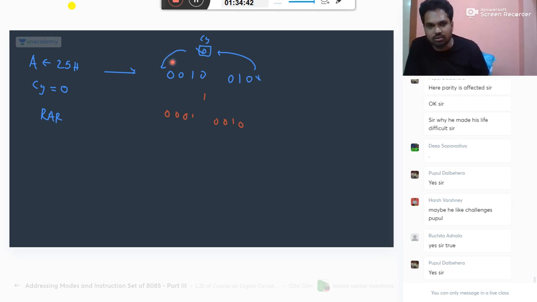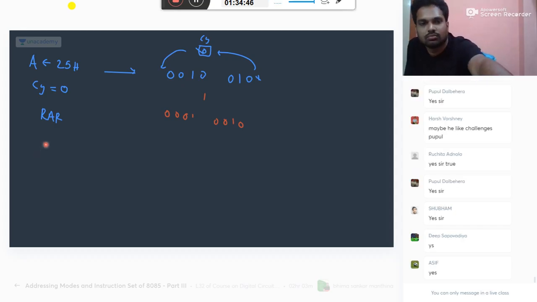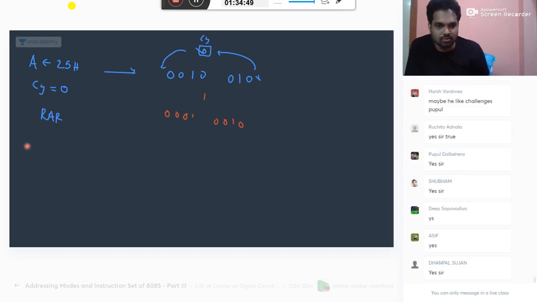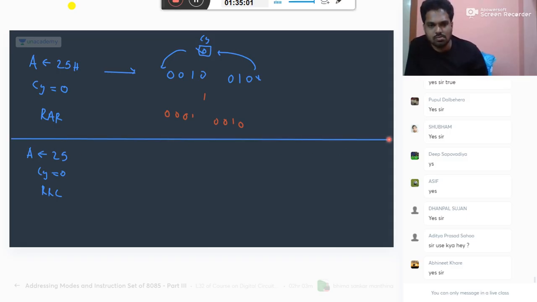In RRC, what happens? Rotate accumulator right through carry. That is, this bit comes here and here. This one you keep it here. Just remove it, keep it here. Finish. And carry will be 1. That is 92. This is 1, 2.